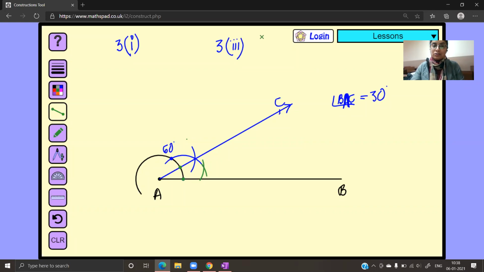Join that point of intersection with the vertex. Name your ray. And then write down angle BAD measures 15 degrees.